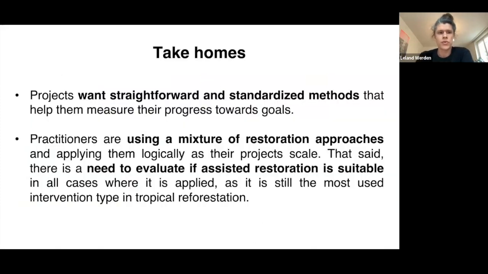So from what we've found this far from talking to a lot of organizations, they want straightforward and standardized methods to measure their progress. So that's what we're working on creating now. And people that are doing restoration in Latin America are using a mixture of approaches, but we really need to think about how to evaluate if assisted restoration is suitable for all cases where it's applied, because it's still the most commonly used approach. Planted trees can be really good in certain contexts, but it's not necessary all the time. So we're trying to figure out what is best for certain areas and help people figure out how best to do that.